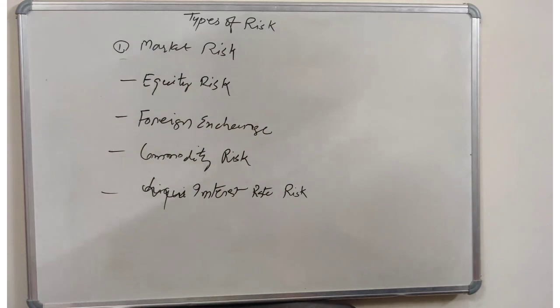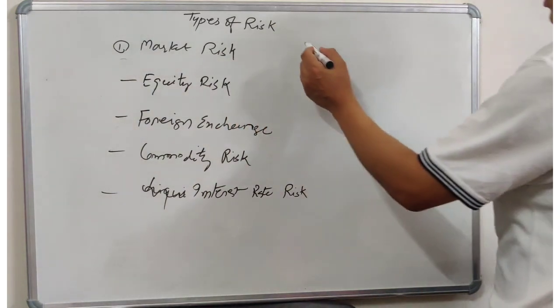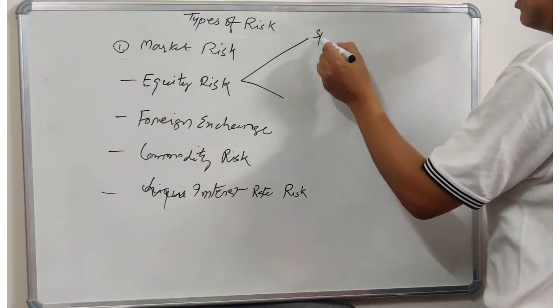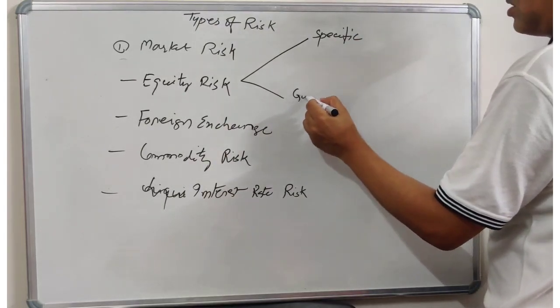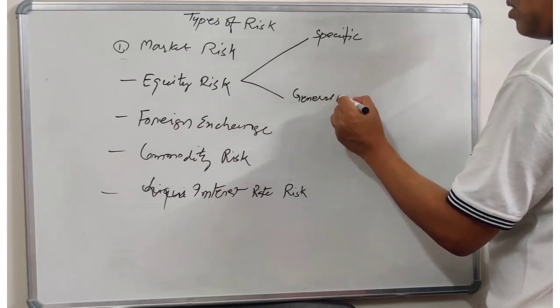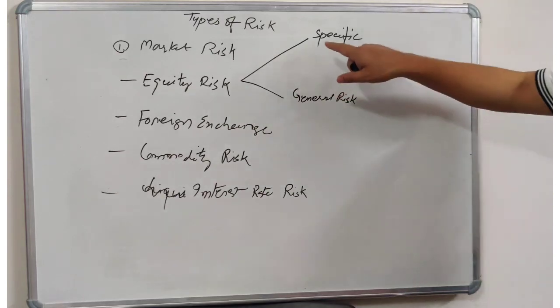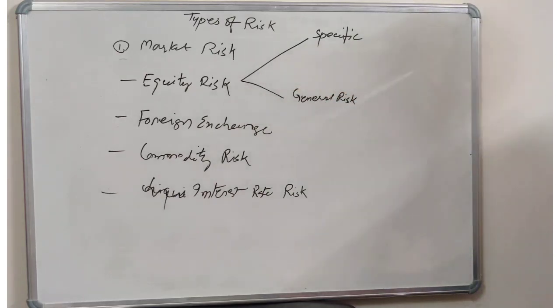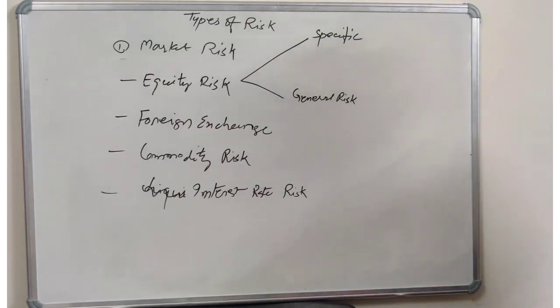And the first one is equity risk. Equity risk can be specific risk or can be general risk. So equity risk can be again reclassified into 2 categories. Specific risk means that the risk is related to only that particular company or particular firm, whereas general risk is related to the total market.